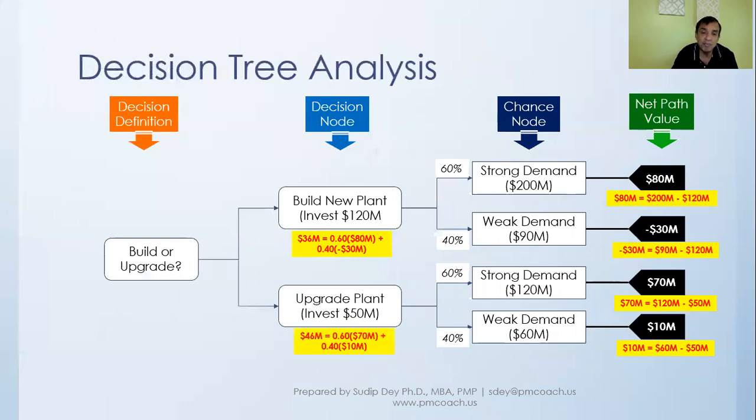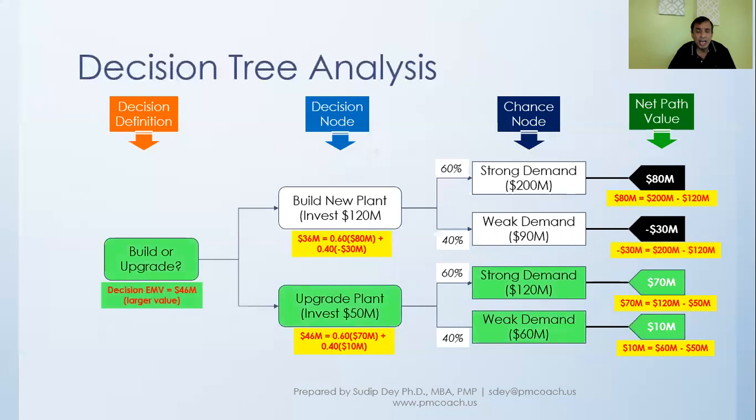million. When we make the same calculation, we find out that the expected monetary value for the upgrade plan is 46 million. Again, we applied 60% probability to the 70 million gain or net value path and 40% probability to the $10 million net value path. And we come up with these two different numbers in terms of expected monetary value for the build new plan and the upgrade plan.